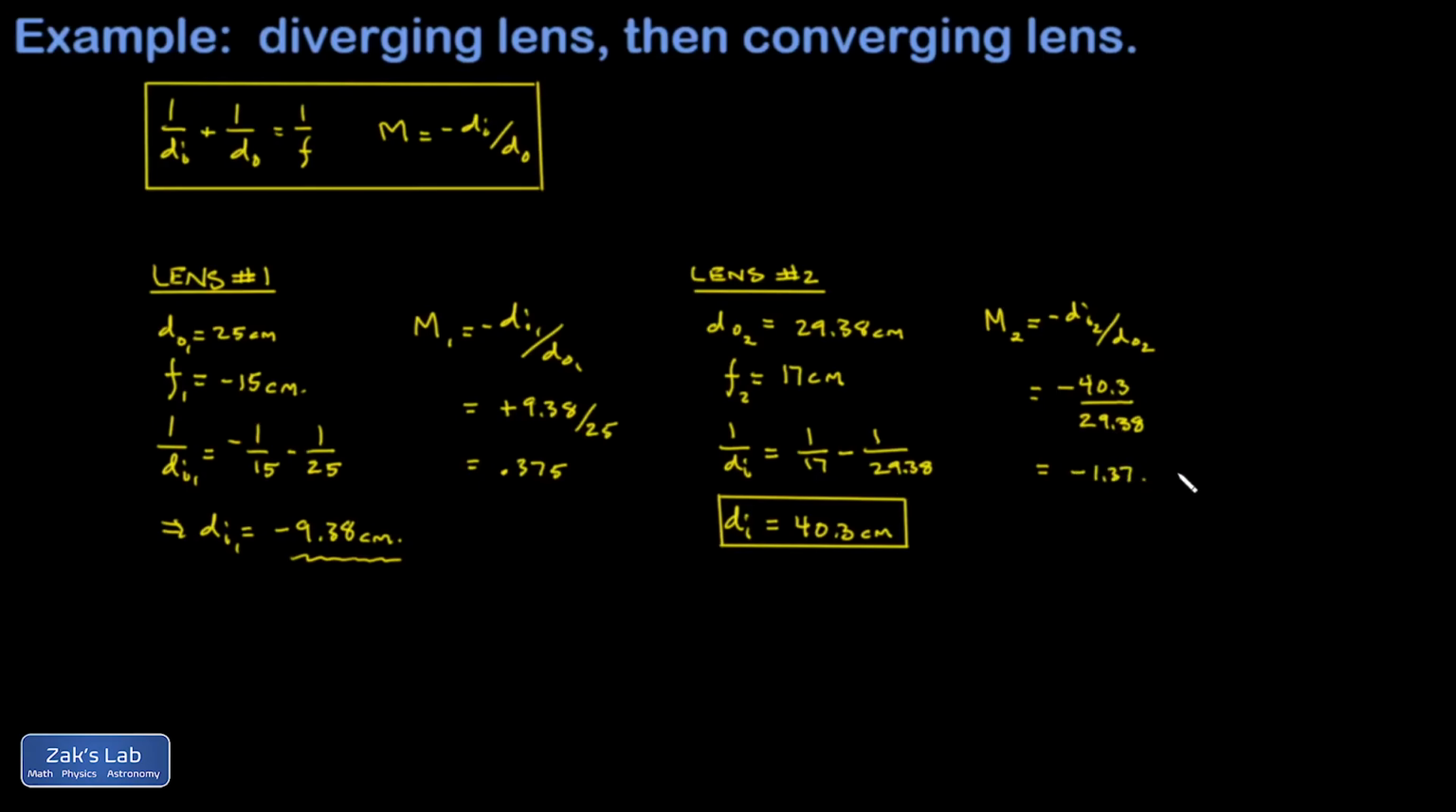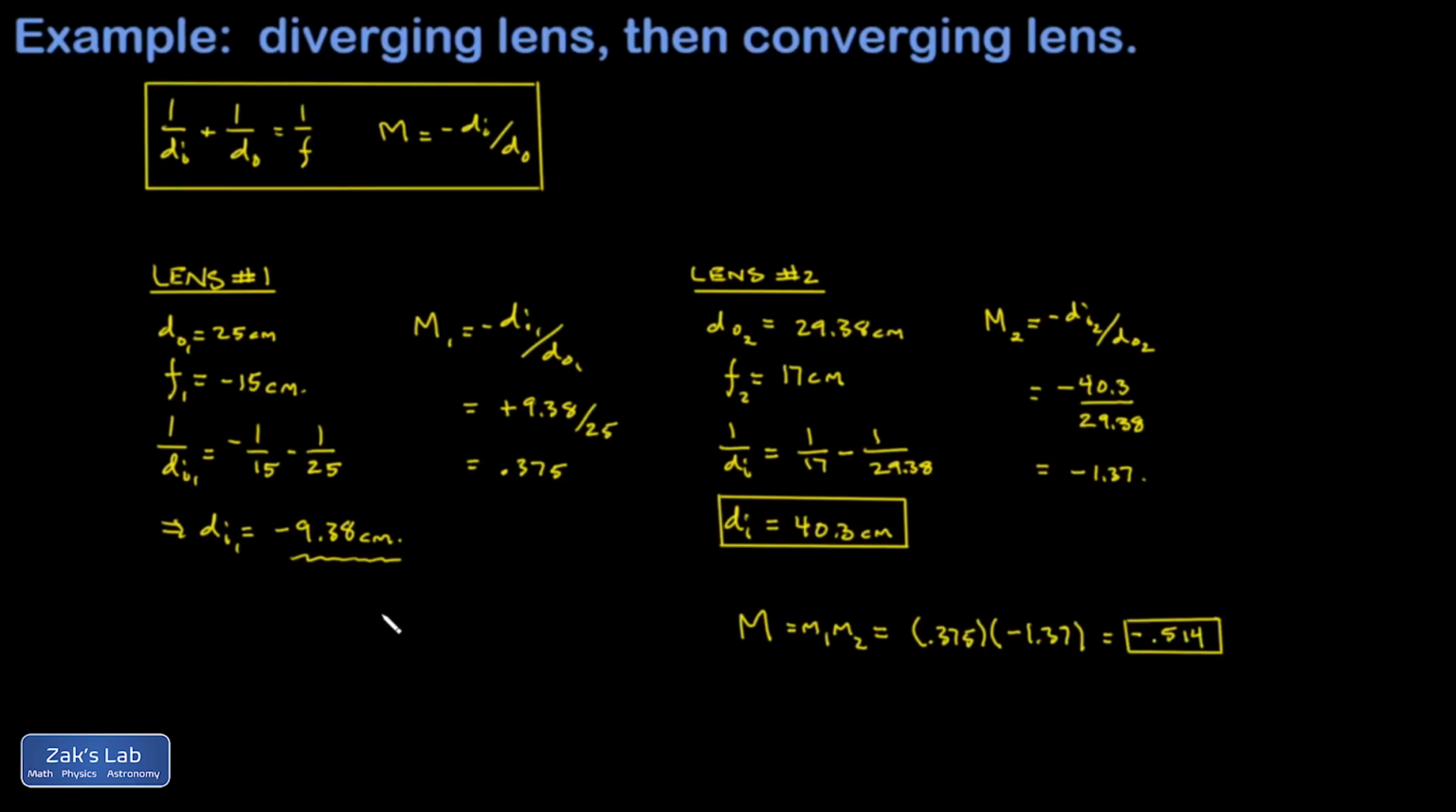Now the only thing left to do is to get the total magnification of the image. And the magnification at each step is just a scale factor for what percentage you change the height of the object by. So these magnifications simply multiply, and the total is given by M1 times M2. First, we shrank it by multiplying by 0.375. And then we flipped it upside down and made it grow a little bit by multiplying by negative 1.37. The total effect of this is a magnification of negative 0.514.